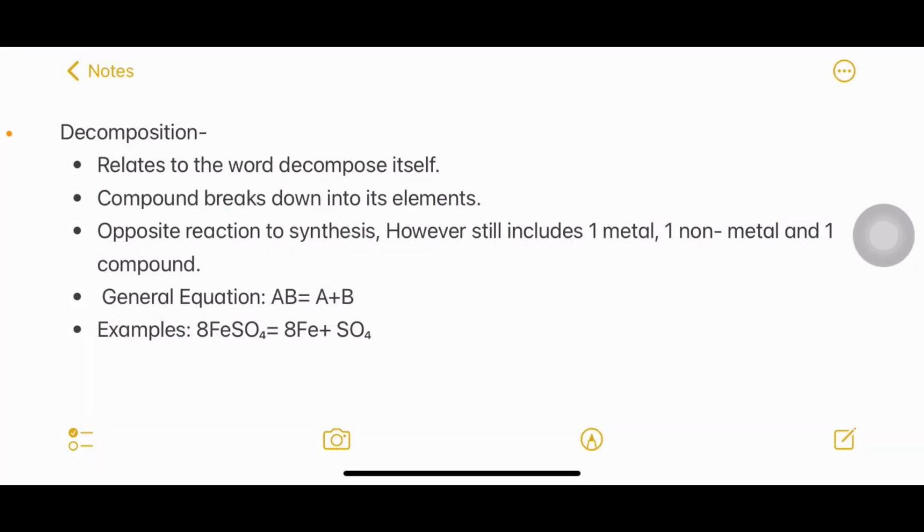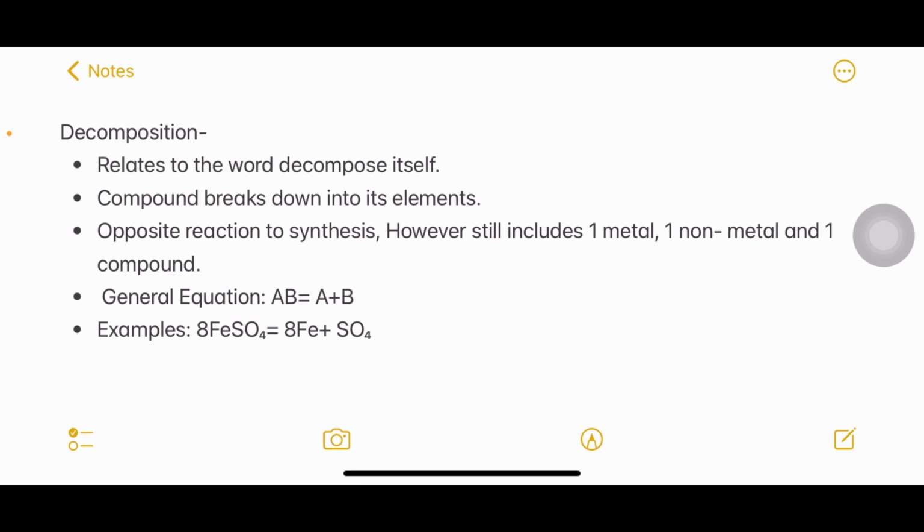So here is the decomposition reaction. This reaction basically relates to the word decompose itself. So in this reaction, the compound essentially breaks down itself, or decomposes, into elements. It's opposite to the synthesis reaction. However, it still includes the same components such as the one metal, one non-metal, and one compound.